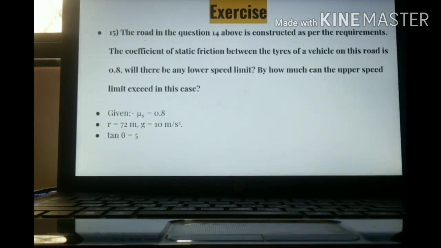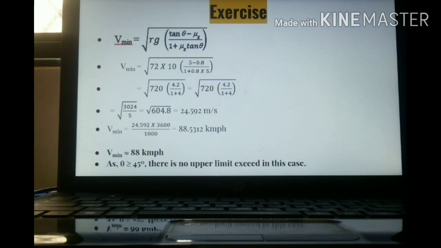Next one, we have to refer to question 14 only, in the construction as per requirement. The coefficient of static friction between the road and the tire has been given as 0.8. We have to calculate the lower speed limit as well as the upper speed limit. So over here, this is the formula: V min is equal to root of Rg. This we have done in rotational motion, banking of road with friction as well as turning.